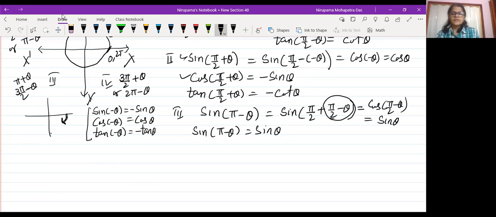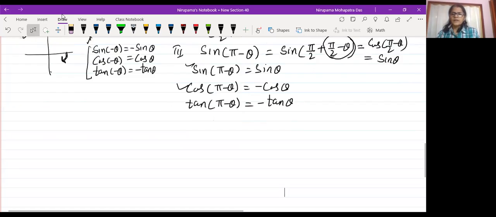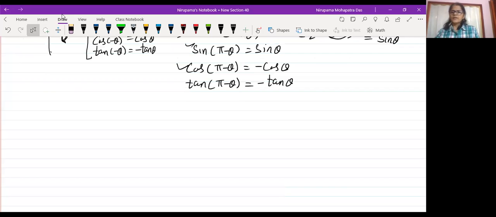Similarly, you can prove cos(pi - theta) is minus cos theta. After getting sine and cosine, you can get tan(pi - theta) equal to minus tan theta. In the second quadrant, sine is positive, so you are getting positive here, and cosine is negative, so you are getting negative here. Now the second quadrant is over.